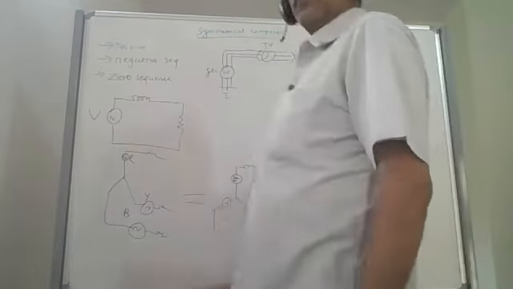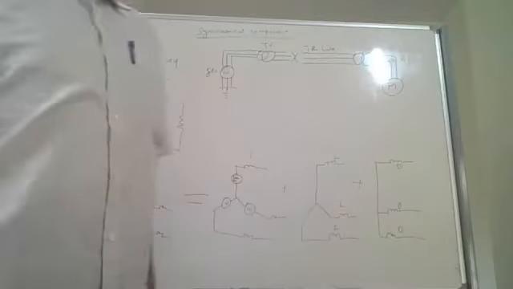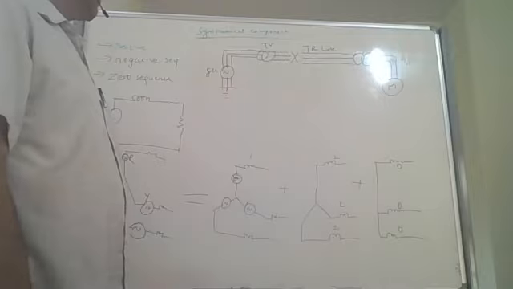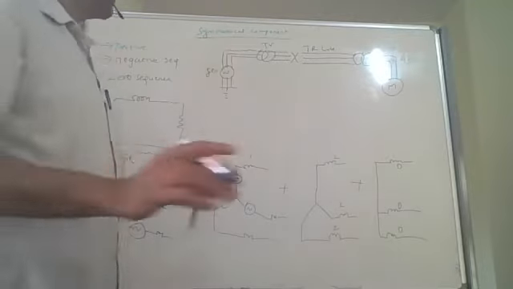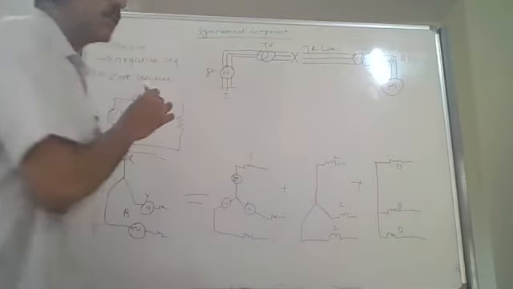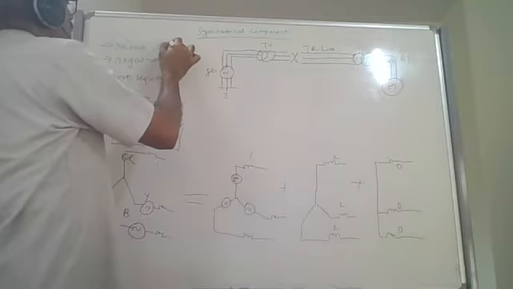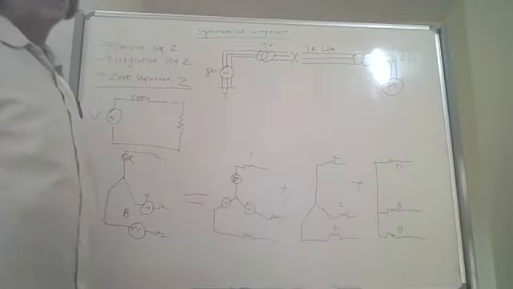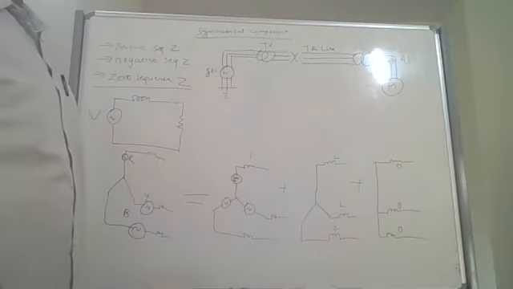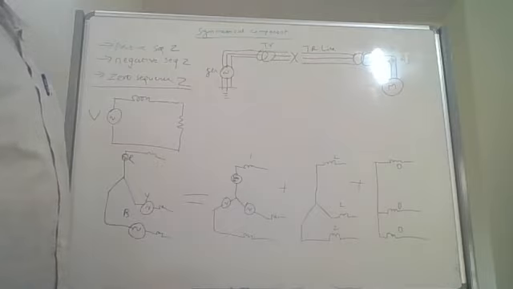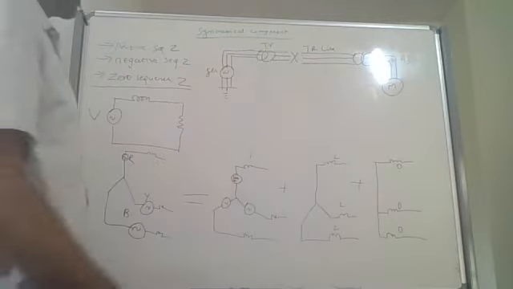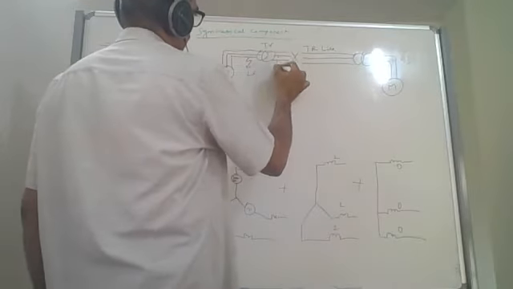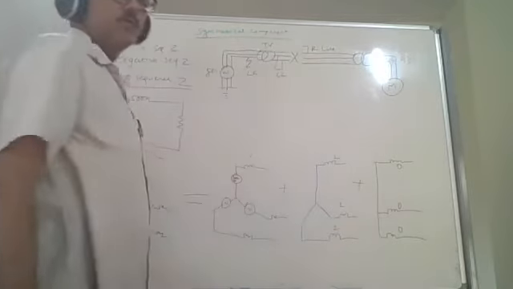One very important thing you need to know when you are doing symmetrical component is the sequence impedances: positive sequence impedance, negative sequence impedance, zero sequence impedance. You have to know this. Why do we use this symmetrical component? Basically, we use it for fault calculation, that too for unsymmetrical faults. For example, a single line to ground fault, LG fault, or an LL fault. To study this, we use the symmetrical component.